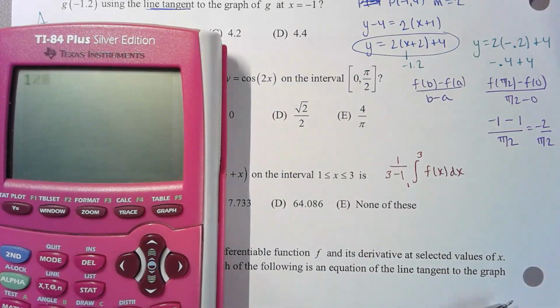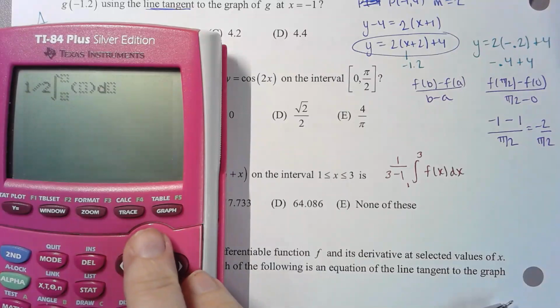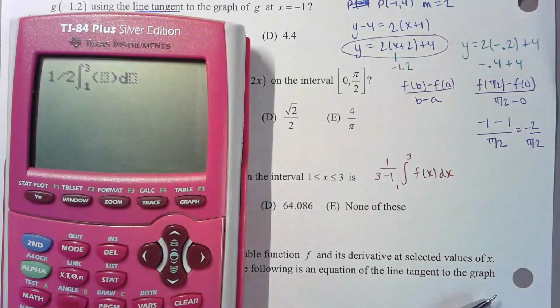and so I'm going to do 1/2 times the integral from 1 to 3, and I lost my function, x cubed. Gosh, it's so blurry.